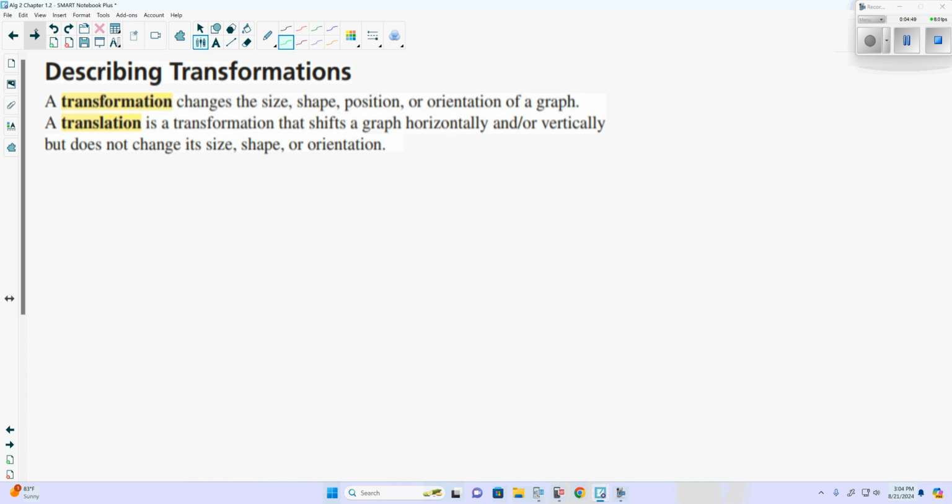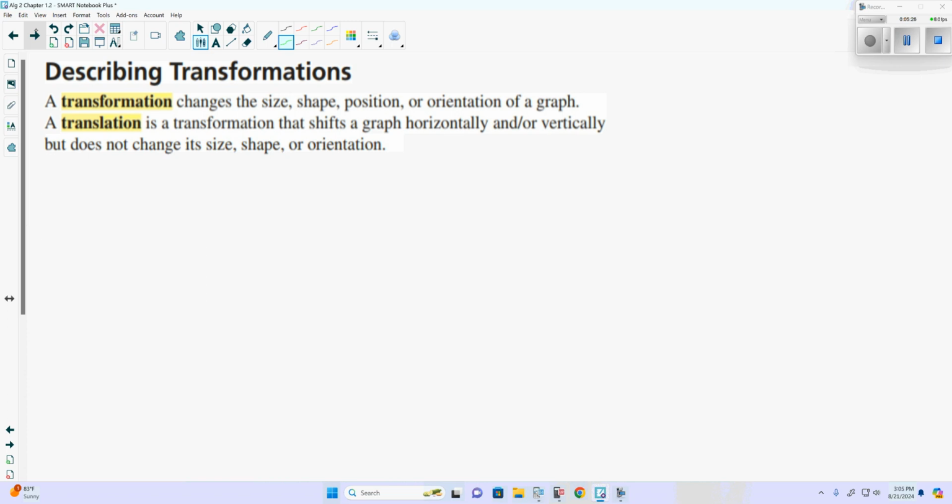Describing transformation. A transformation changes the size, shape, position, or orientation of a graph. So we're going to move it up, down, left, right, stretch, shrink, horizontal stretch shrink, vertical stretch shrink, reflect. Any of this here is a transformation. But specifically, the first one we're going to talk about is a translation. It's a transformation that shifts the graph horizontally, left or right, or vertically, up or down. It's either going to go left, right, up, or down. That is a translation, okay?